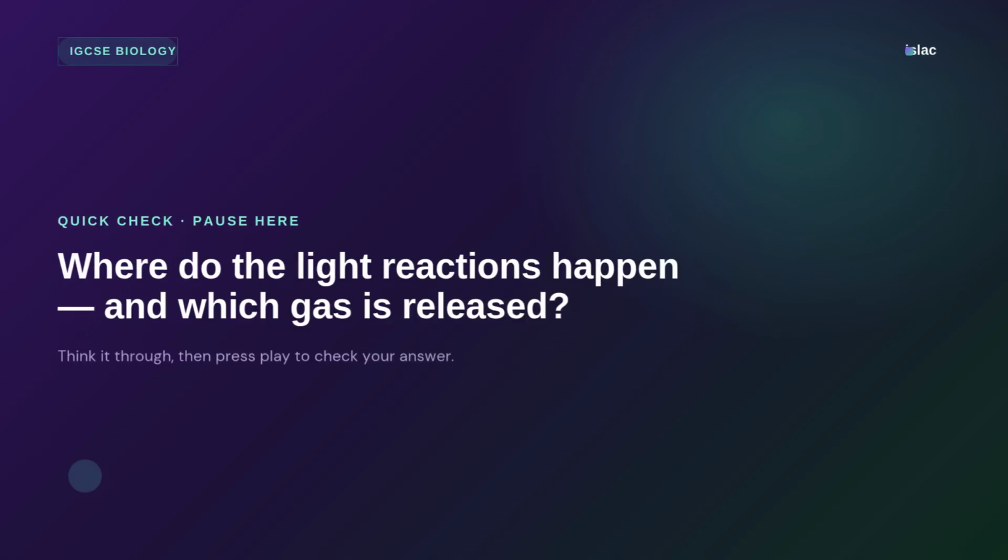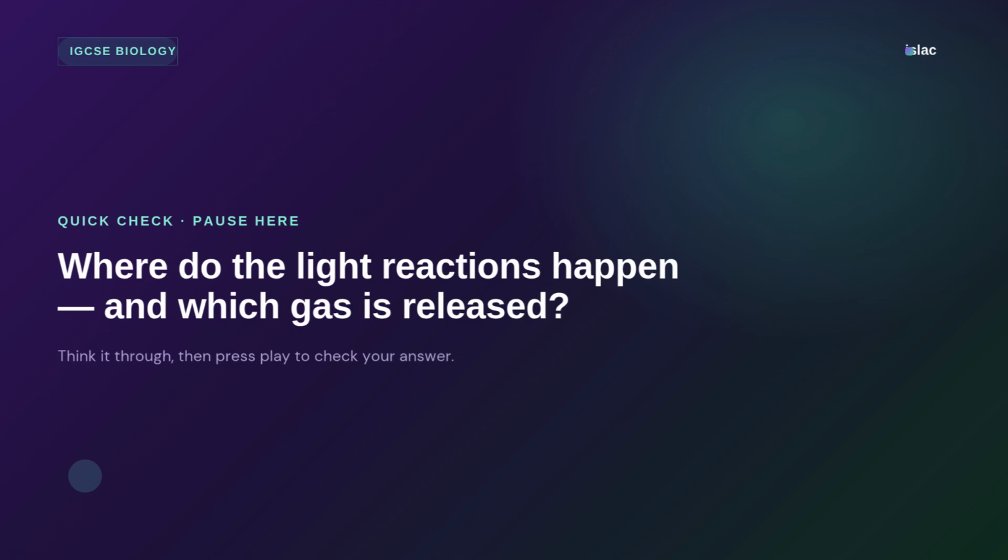Time for a quick check. Pause the video and try this. Where exactly do the light-dependent reactions take place, and what gas is released when water is split? Have a think, then press play. The answer: the light-dependent reactions happen in the grana of the chloroplast, and the gas released is oxygen.